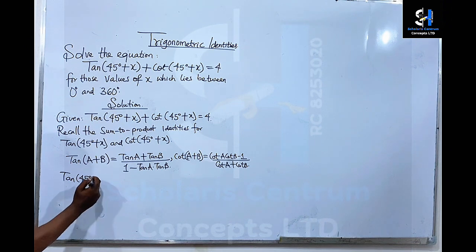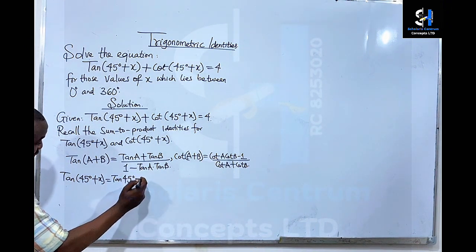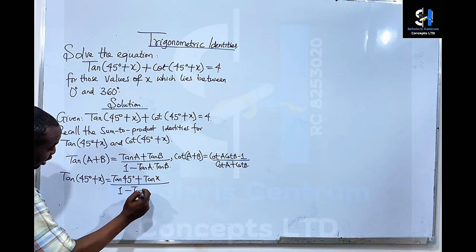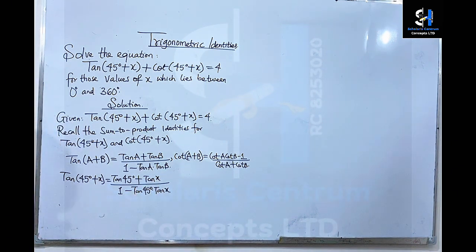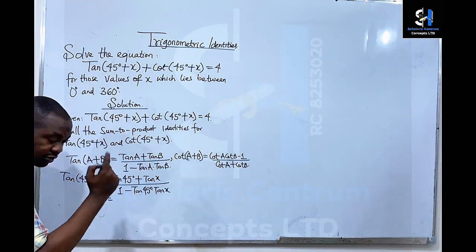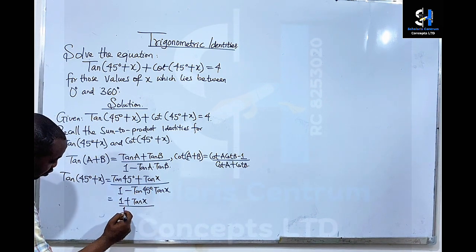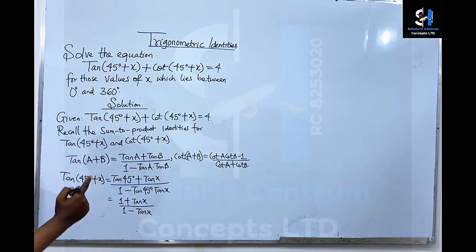So for tan(45 degrees plus x), this will be tan 45 degrees plus tan x divided by 1 minus tan 45 degrees multiplied by tan x. We know that tan 45 degrees is 1. So this will be 1 plus tan x divided by 1 minus tan x, because tan 45 degrees is equal to 1.